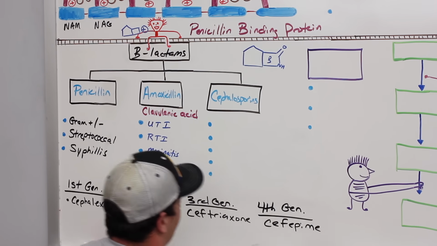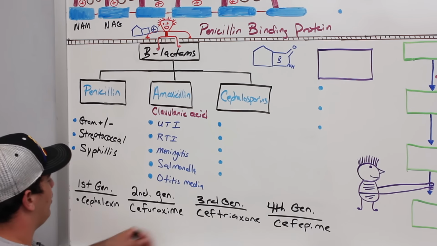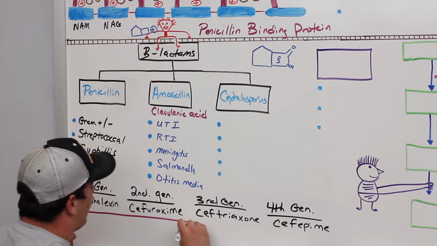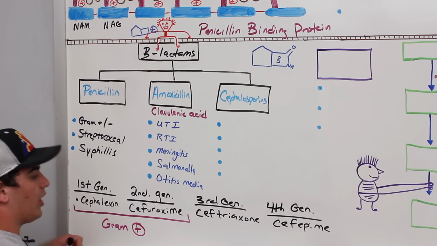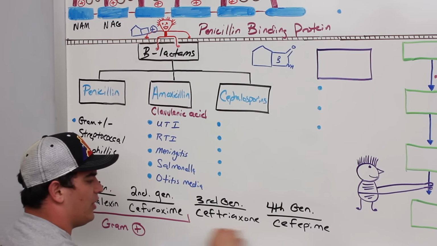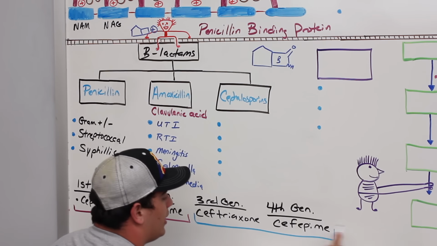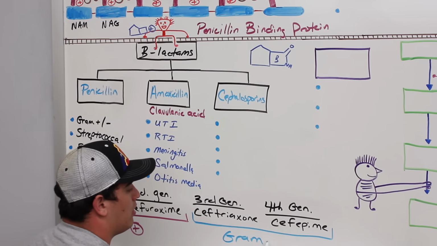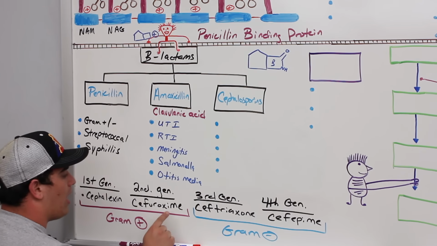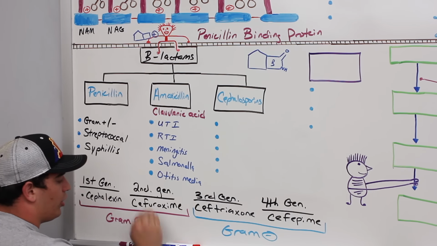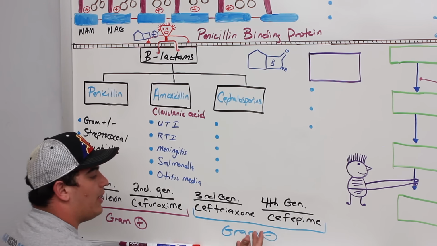Now why am I mentioning this? Well, the reason is that the first and second generation cephalosporins are really only good at treating gram-positive bacteria. Whereas over the years, ceftriaxone and cefepime have gained a little more ability to treat gram-negative bacteria. So again, first generation could be like cephalexin and second generation like cefuroxime, but the big takeaway is these aren't really used anymore, but they're good to treat gram-positive. Third and fourth generation have a little more gram-negative coverage, like ceftriaxone and cefepime.